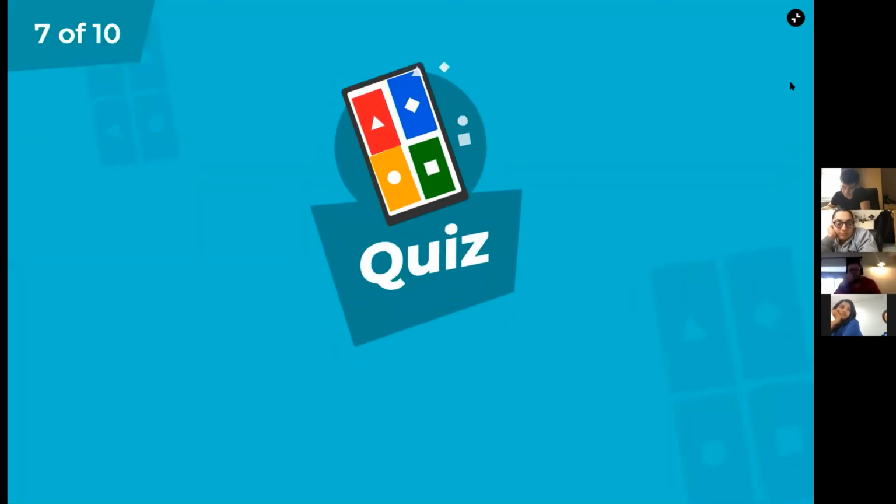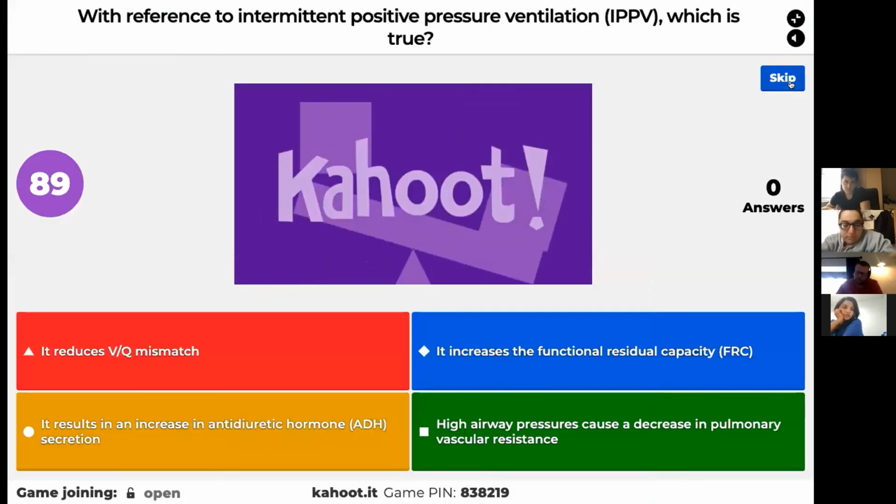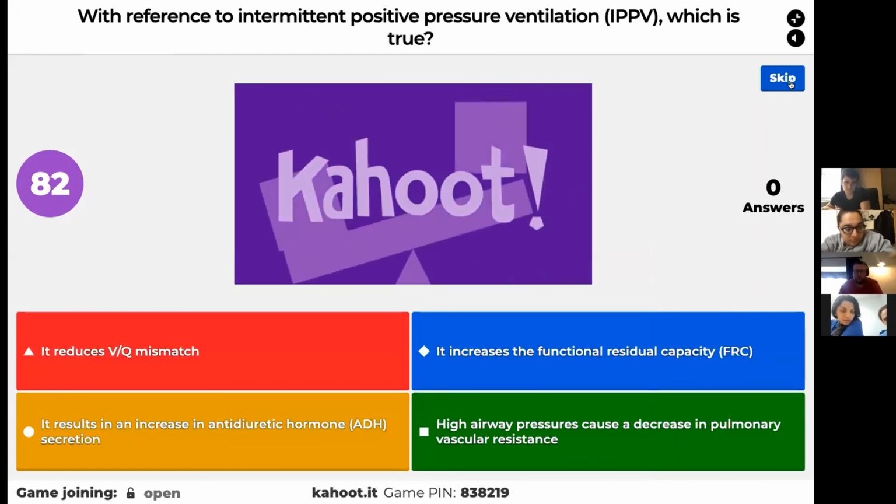Okay, well done, guys. Question 7: with reference to intermittent positive pressure ventilation, which one of these is true? This is a bit more about what Dr. Whitman talked about last week, so I'm sorry if you weren't here.